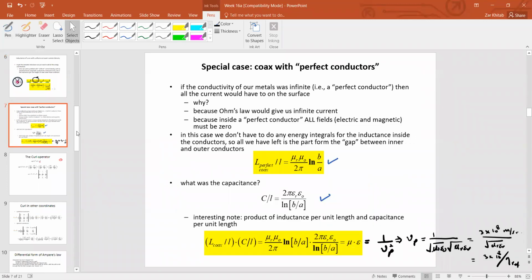The important thing is when you multiply the inductance and the capacitance, we are going to get some very interesting results, and that interesting result is about the phase velocity of the EM wave. So this is the phase velocity of the EM wave, though we have not studied the time varying fields yet.